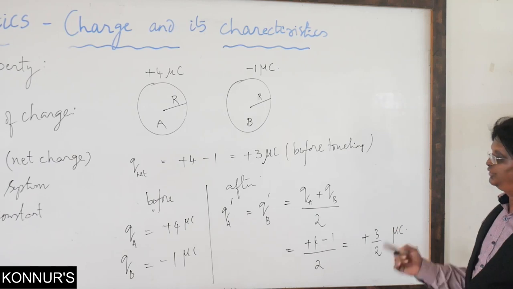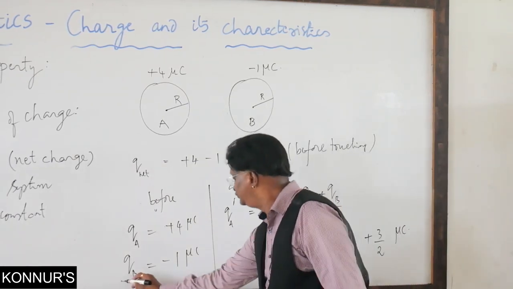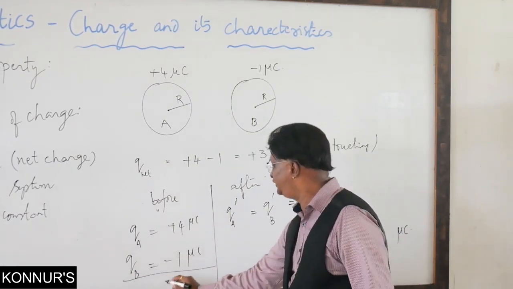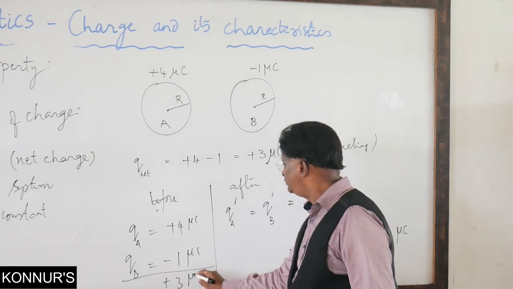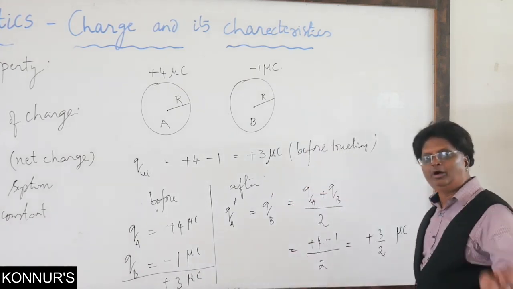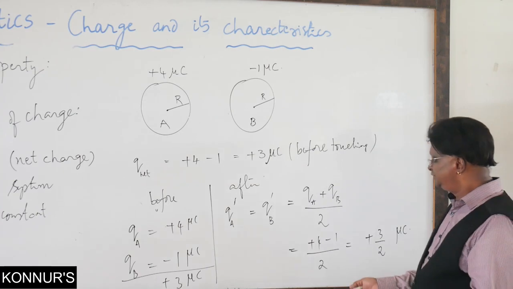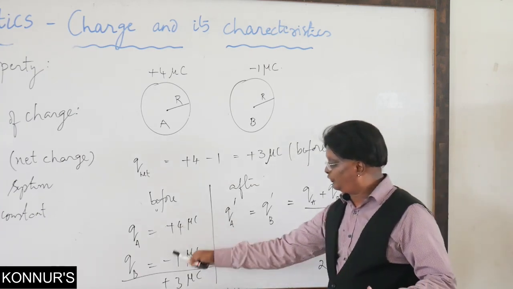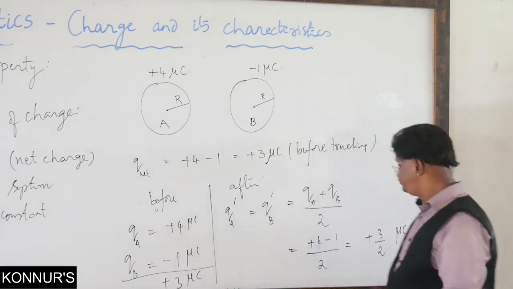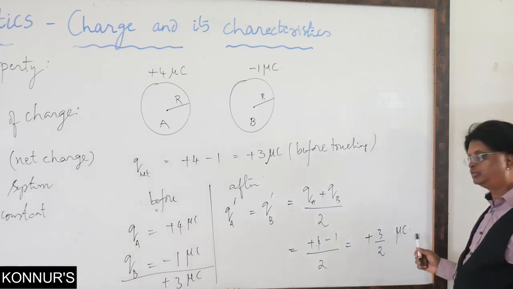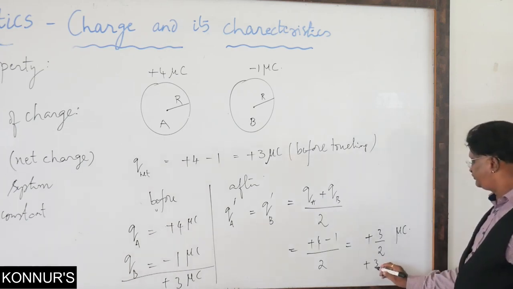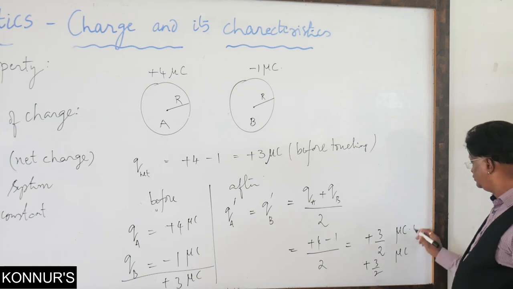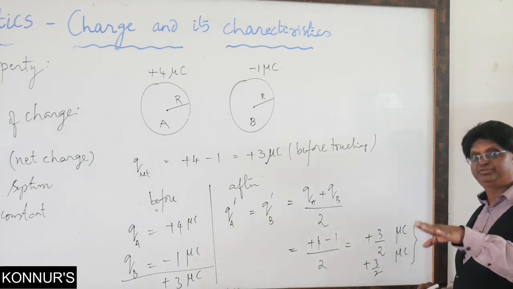Now you see, before touching, what is the net? Plus 4 minus 1, it is plus 3 microcoulomb. Now after touching, what is the total charge? Now the numbers were plus 4 and minus 1. Numbers are changed, you will see. Plus 3 by 2 microcoulomb, the other one is also plus 3 by 2 microcoulomb. Is it not? Numbers have changed.